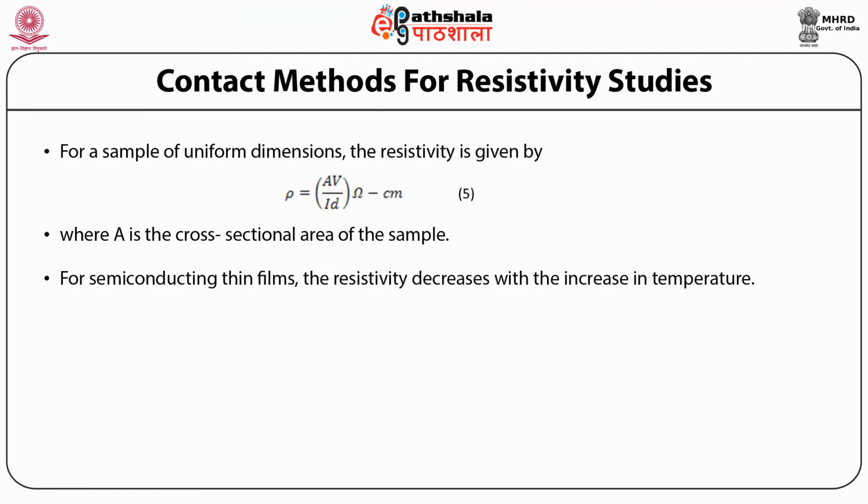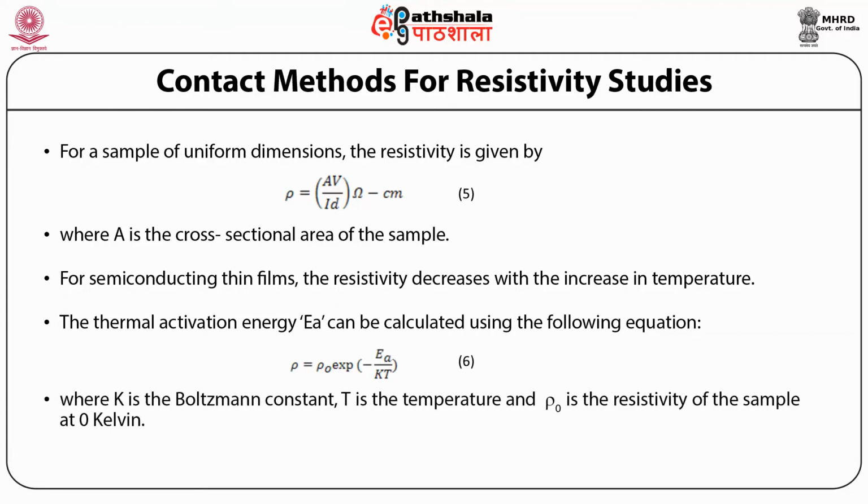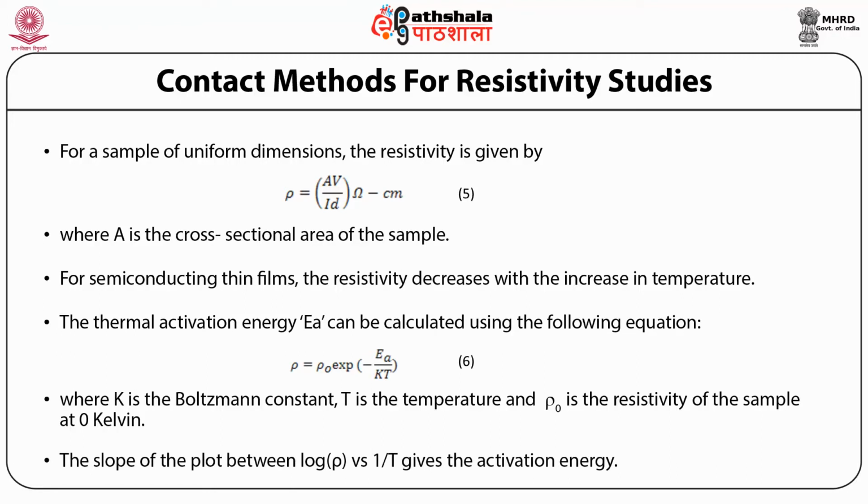For semiconducting thin films, the resistivity decreases with the increase in temperature. The thermal activation energy EA can be calculated using the following equation: rho equals rho naught times exponential of minus EA by kT, where k is the Boltzmann constant, T is the temperature, and rho naught is the resistivity of the sample at 0 Kelvin. The slope of the plot between log of rho versus 1 by T gives the activation energy.